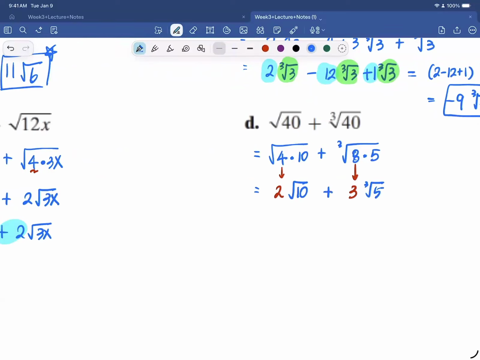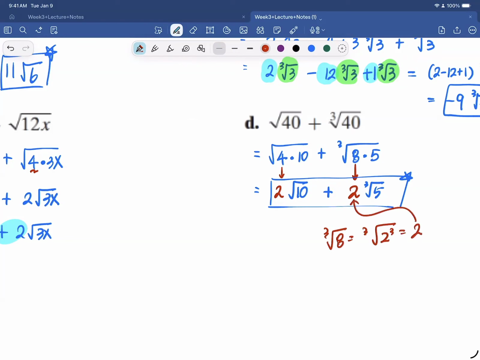With plus. But as you can see, this has a different index and radicand, so that is the answer. 2 square root of 10 plus 3 and then third root of, oh, not 3. Sorry, this is 2, because third root of 8 is 2 cubed. So that's why it's 2. So 2 square root of 10 plus 2 times the third root of 5. Okay.